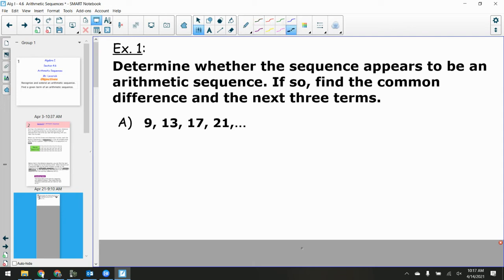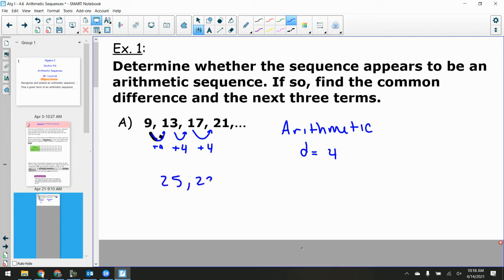We see that this is plus 4, plus 4, plus 4, and it looks like that pattern will continue. So we can say that it is arithmetic. It says, if so, find the common difference. We're going to call that our d value, and it is a positive 4. Then it says to find the next 3 terms in the sequence. So what would come after 21? And then? Pretty simple, right? I guarantee there are going to be questions that look exactly like that on the test.